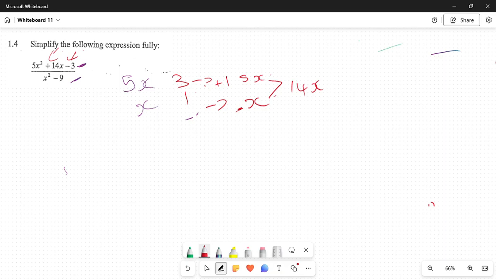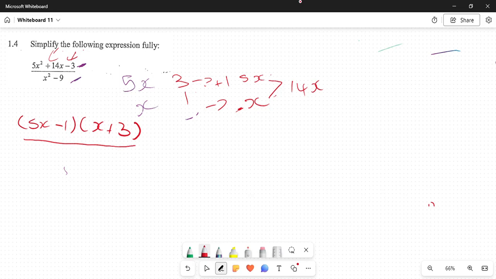After that, this is what you're supposed to do. You're going to put them in brackets, and you're going to swap. So it's gonna be 5x and 1, x and 3. Therefore, the bigger number is positive, the smaller number is negative. Then we're done with the top.